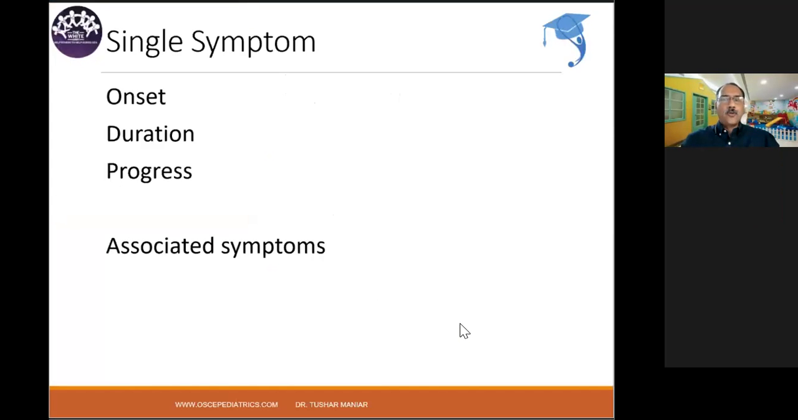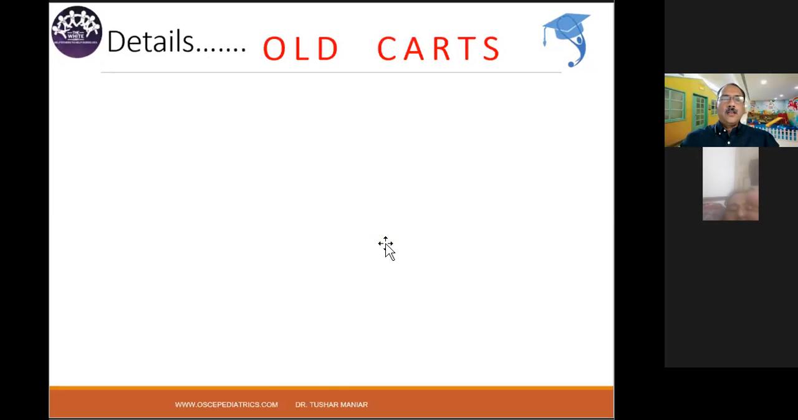Now, when you are going for history, you have a few options. You have a chief complaint or a symptom. If you have a single symptom, how do you proceed? You go with the standard way of saying ODP, or onset, duration, and progress. And after that, you look at the associated symptoms and then you complete the remaining part of the history. Some of the common conditions like fever, pain, limp, and many other conditions, you can have further details than just ODP. And this is a new mnemonic that I have learned.